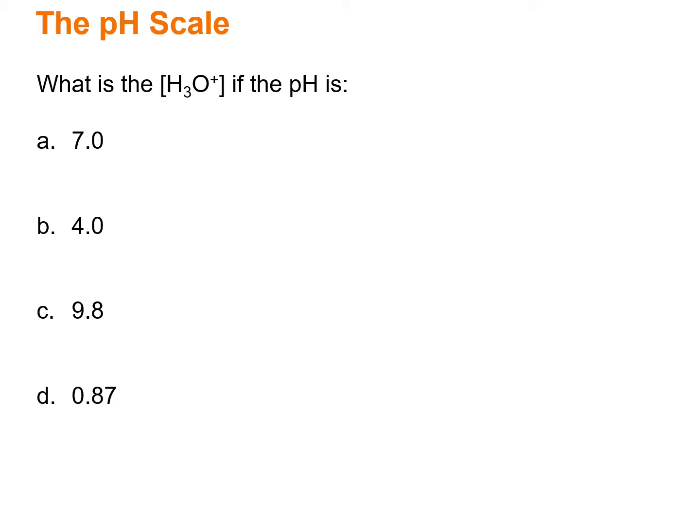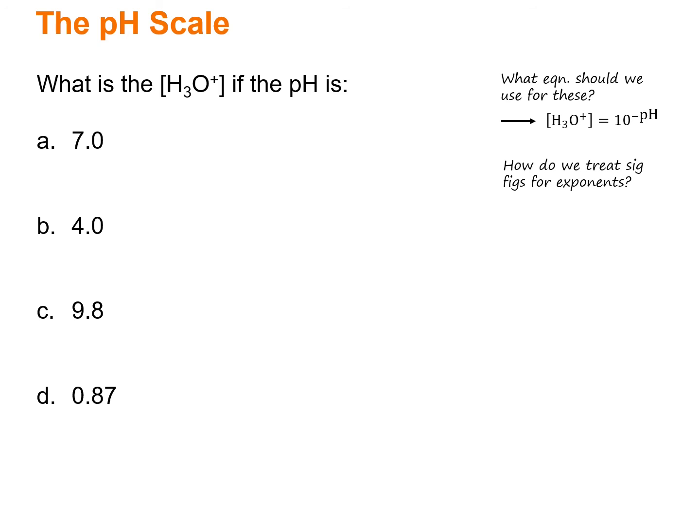All right, so what's the hydronium concentration if we are given the pH? What formula should we be using for this? This should be the first formula that we introduced, which was H3O plus equals 10 to the minus pH. So how do we treat the sig figs for the exponents in this case? Well, if we look at 2 sig figs in the decimal of that argument for the pH, then we have only 2 sig figs in the answer for the hydronium ion concentration.